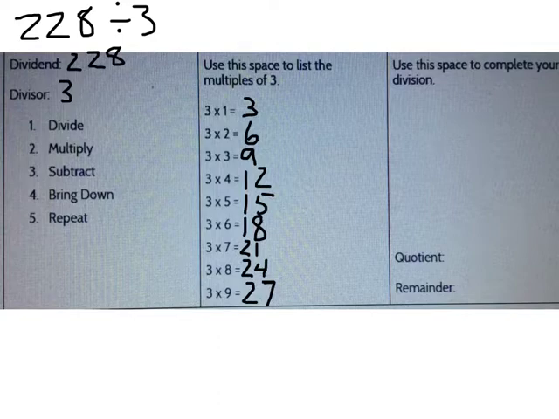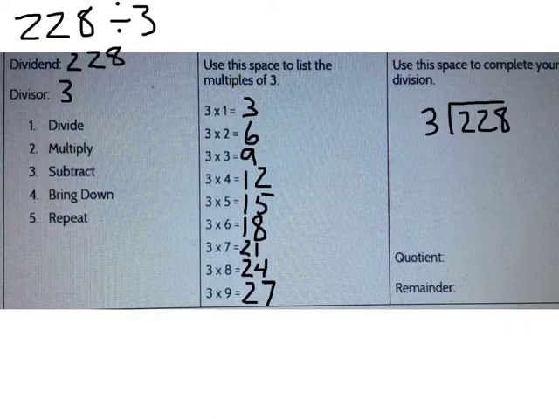Now, we are ready to divide. 228, the dividend, goes inside of the sign, and 3, the divisor, goes outside. Let's determine which place I should start dividing in. Can I divide 2 hundreds into groups of 3? I cannot. Can I divide 22 tens into groups of 3? Yes. I'm going to start my division in the tens place.